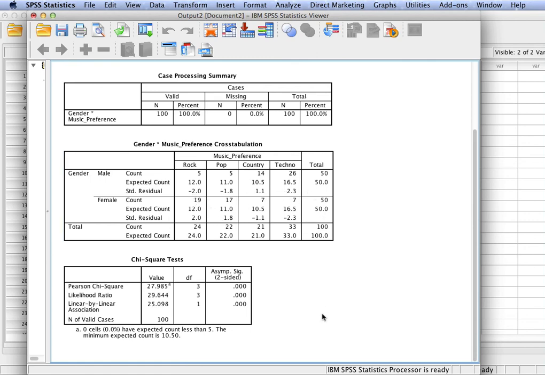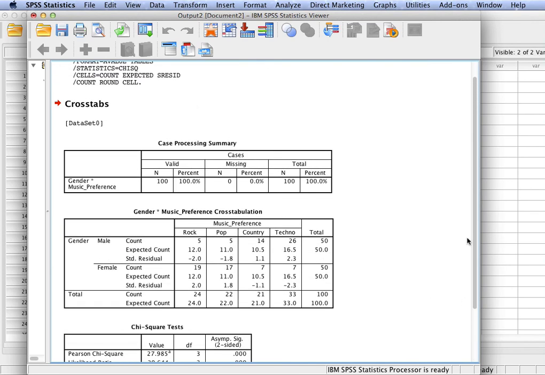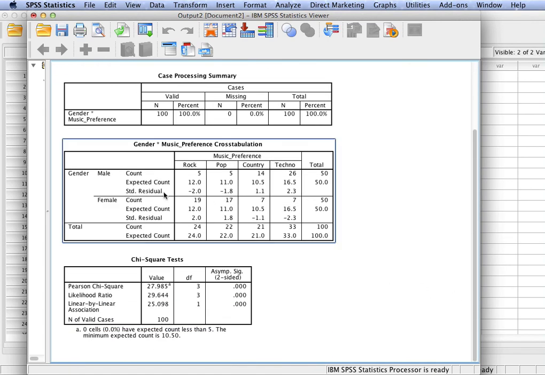So that's actually all you need to run the chi-square analysis in SPSS and the standardized residuals, and how to conduct, or rather calculate, the standardized residuals in order to conduct the follow-up tests.